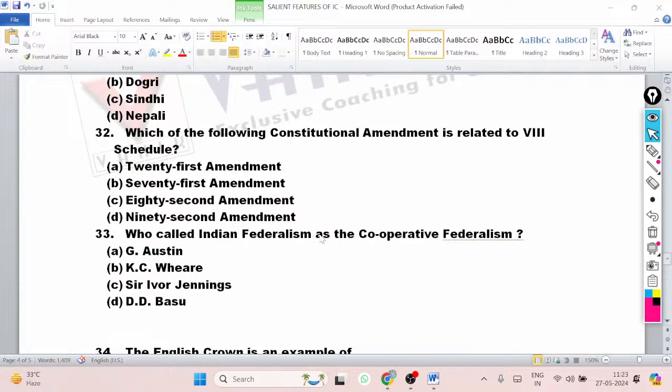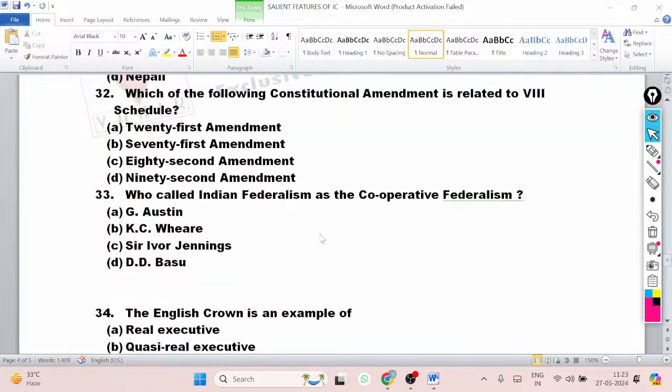Now we'll come to 32. Which of the following constitutional amendments is related to the 8th Schedule? It will be better to say which is not related. The question may be like this, not related. Because all the amendments that I have told you are there, except one. So the 21st is there, the 71st is there, the 92nd is there. That means that will be the wrong answer. So the answer will be C.